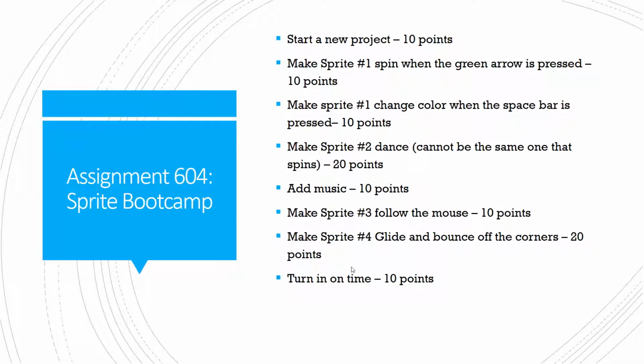So now we've had our quick little Sprite boot camp. We had to start a new project. We inserted a new Sprite, and we made it spin when the green arrow or the green flag was pressed. We made it change color when the space bar was pressed. So remember, you are going to have to press space bar to demonstrate that when you show your Sprite party. Sprite number 2 has to dance, and it has to be a different one. You do want to add music of your choice. Sprite number 3 has to follow the mouse, and Sprite number 4 has to glide, and it will bounce off the corners as long as you have the right gliding numbers.